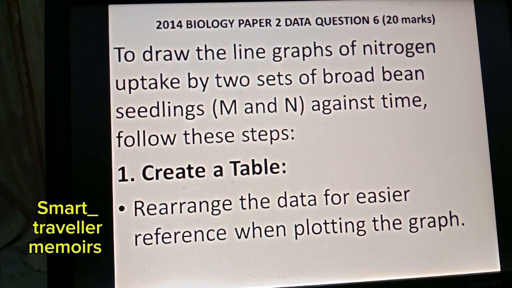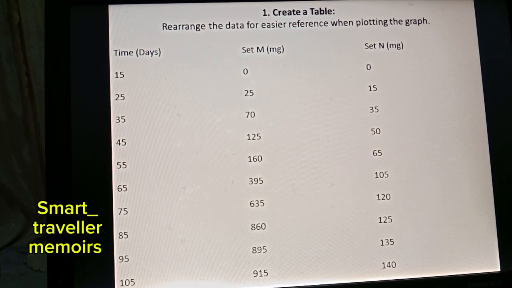Let's now come to drawing the line graphs of the nitrogen uptake by 2 sets of broad bean seedlings, M and N, against time, and we follow the following steps. The first step is to create a table where you rearrange the data for easier reference when plotting the graph. You can see time in days, set M in milligrams, set N in milligrams.